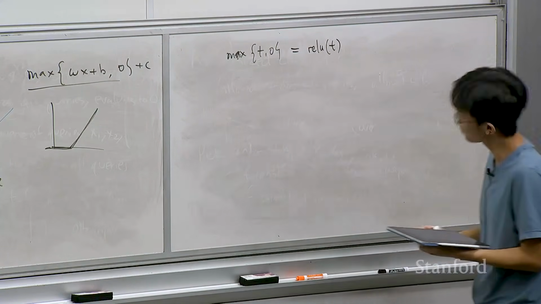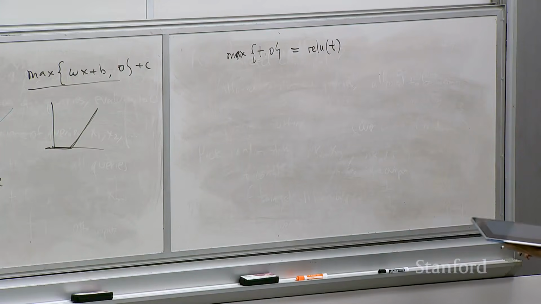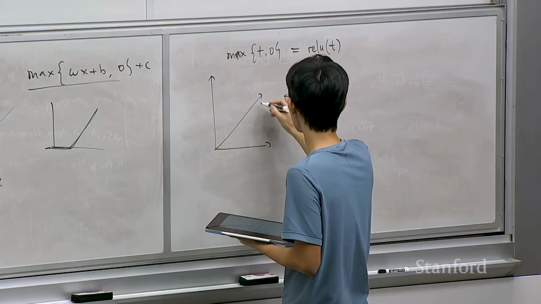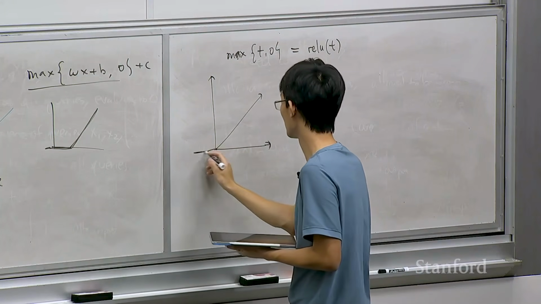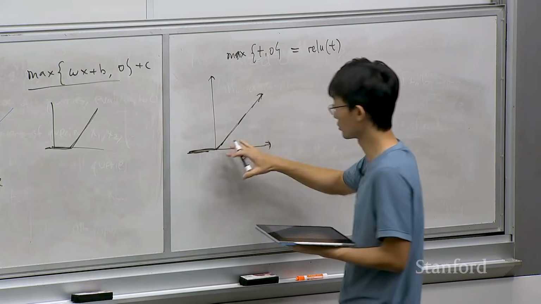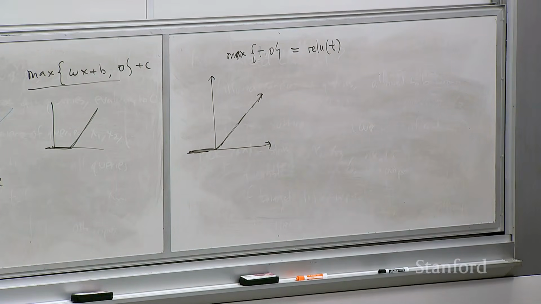So this function is called rectified linear units, which is literally just this function where you have a linear function on the positive side and then 0 on the other side. So 0 and then linear, linear with slope 1. So this is a very important primitive.